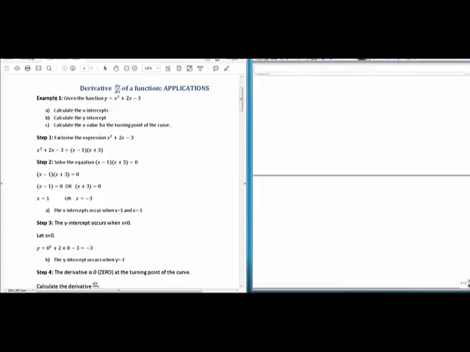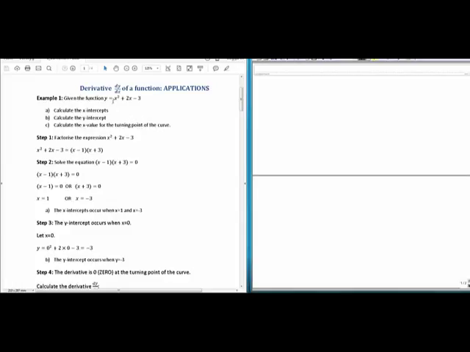Let's have a look at this example. They give us a function y is equal to x squared plus 2x minus 3. They want us to find the x-intercepts, or the zeros, or the roots, and the y-intercept, and then calculate the x value for the turning point of the curve.